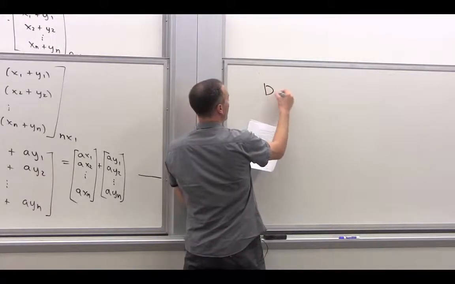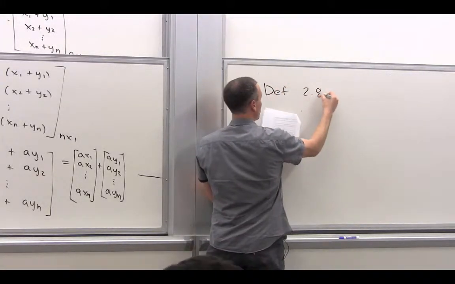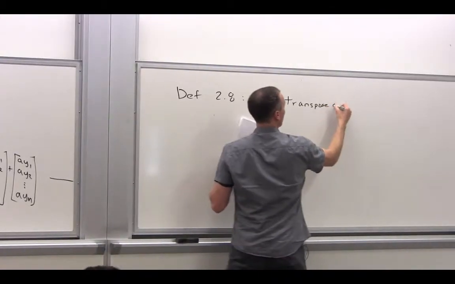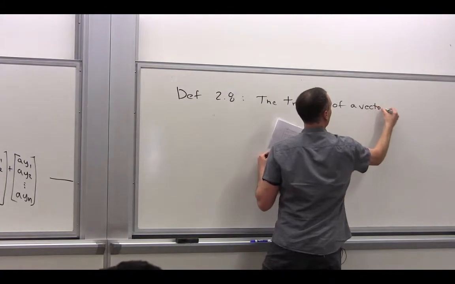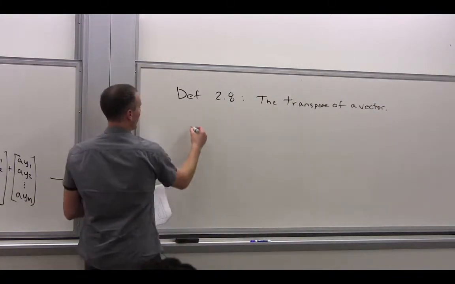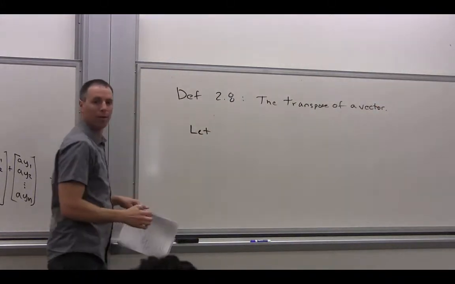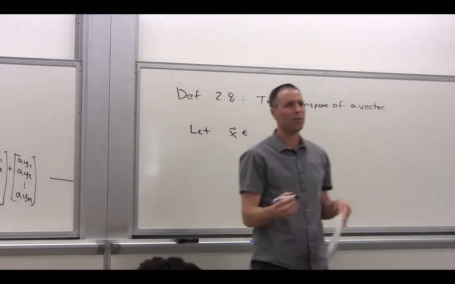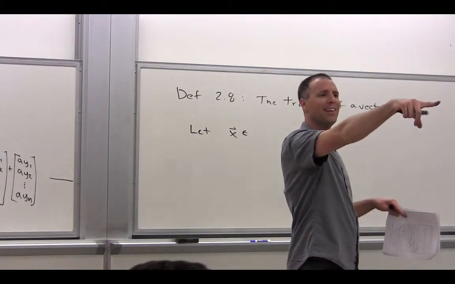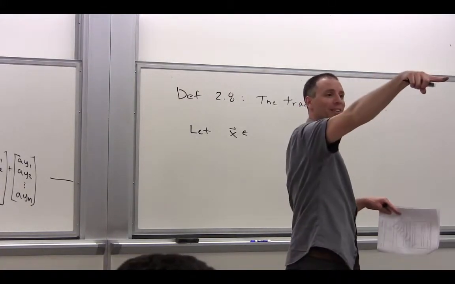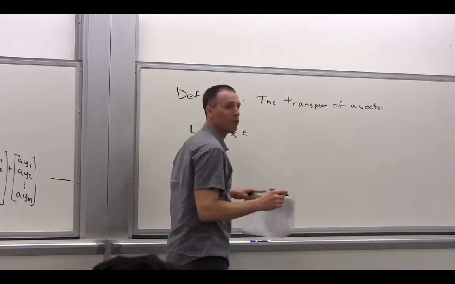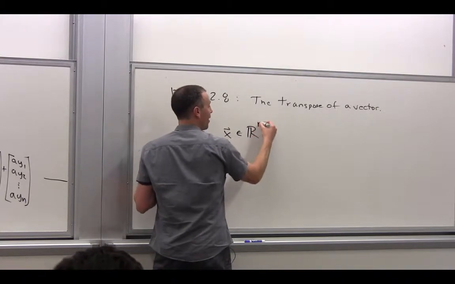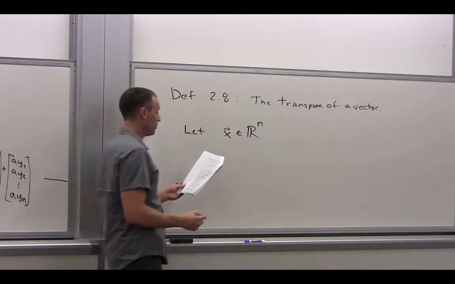I want to define what we call a transpose. The transpose of a vector. Could you guess what we're going to start with? What is the main type of vector that we focused on thus far? Chris, what's the main type of vector that we focused on so far? Column vector. So maybe we'll start with a column vector.